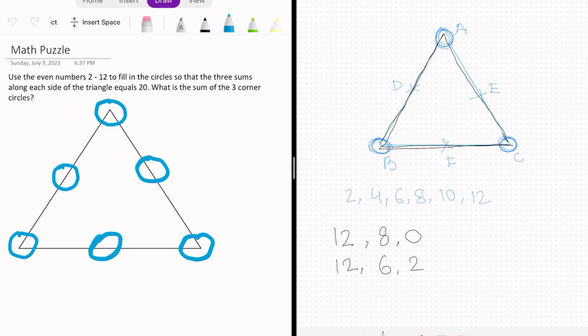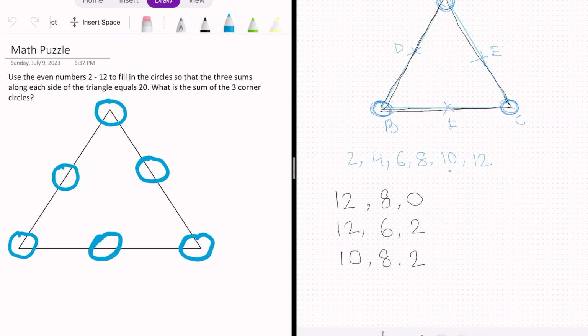There's nothing else I can do with 12, so let's come down to the next highest number, which is 10. It could be 10, 8, and 2, or it could be 10 and 6 and 4. I can't use numbers below 8, because if I add up any three of the even numbers between 2 and 8, they will always be less than 20. So all the possible options are the 4 that I have listed here.